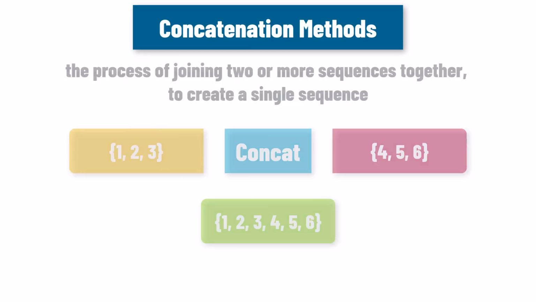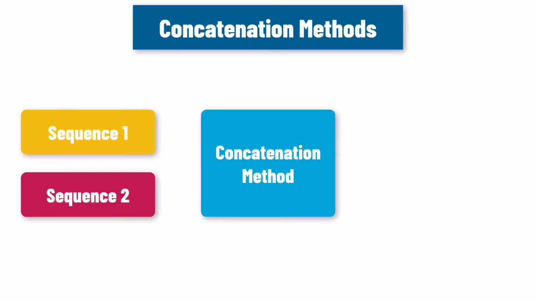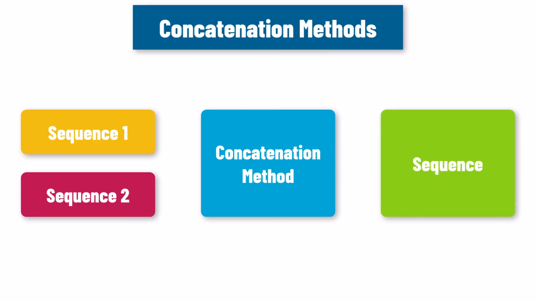In summary, we have 2 or more data sources which we want to merge. A data source could be a single element, or it could be a sequence. To merge the data sources together we use a concatenation method. As a result, we get a new sequence that contains the data from all sources. This is what concatenation methods mean.